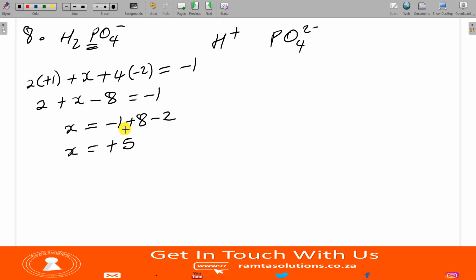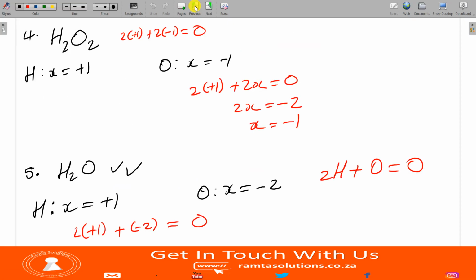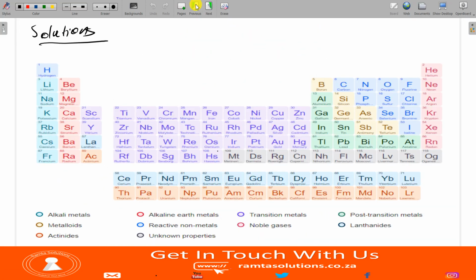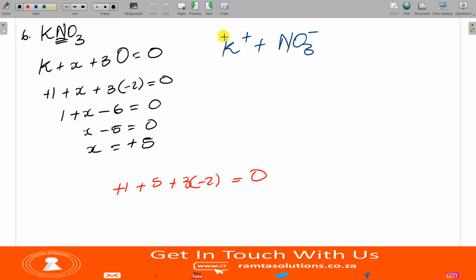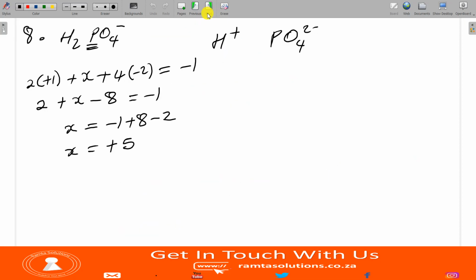Happy? Perfect. So we are good to go. Where is phosphate? Here it was. Plus 5. Cool. Okay, so this is how we do it, guys. I hope you now understand your oxidation numbers.